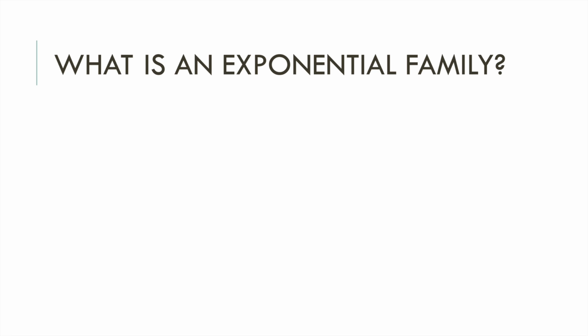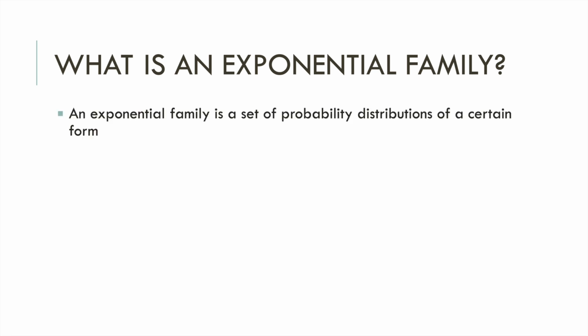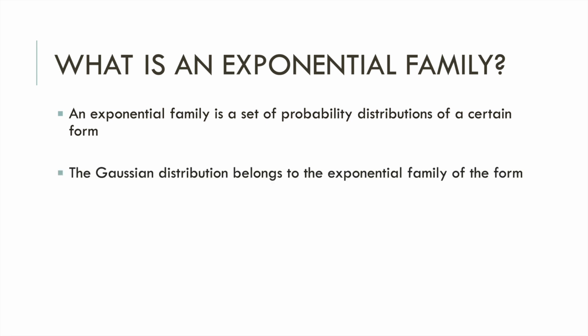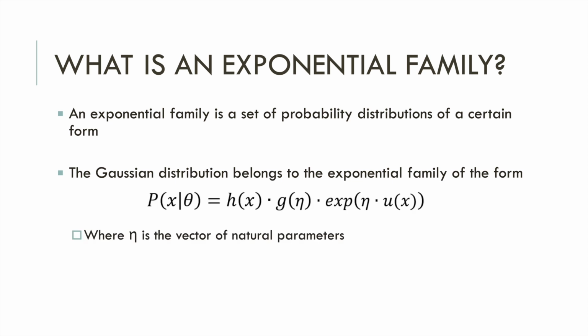First, you need to know what an exponential family is. An exponential family is a set of probability distributions of a certain form. The Gaussian distribution belongs to the exponential family of this form. The form is shown below, where eta is the vector of the natural parameters.